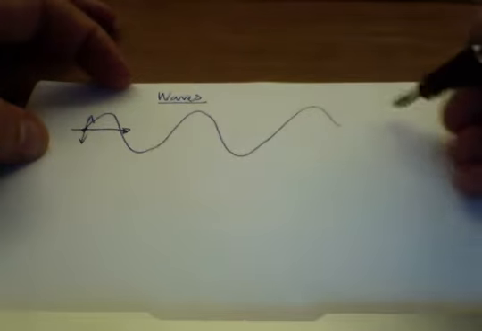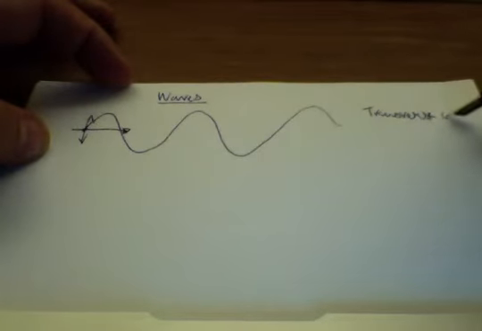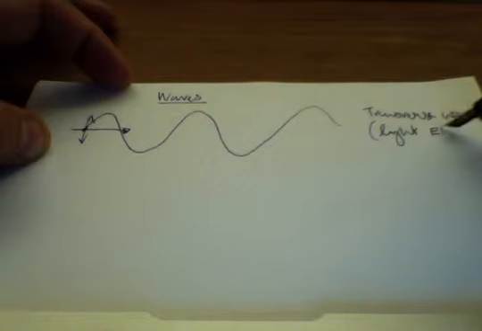And we call that type of wave a transverse wave. Okay, a very good example of this one is light, or anything from the electromagnetic spectrum.